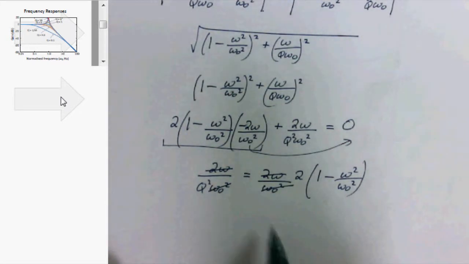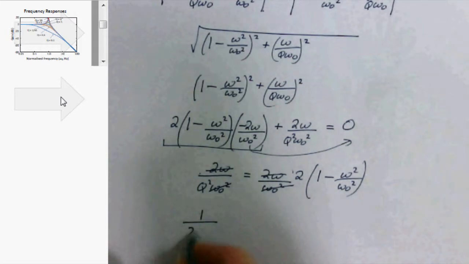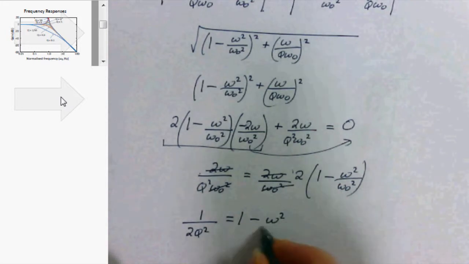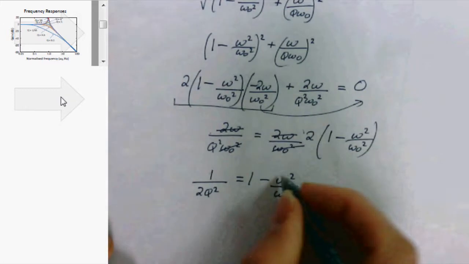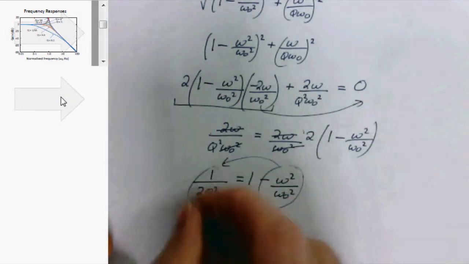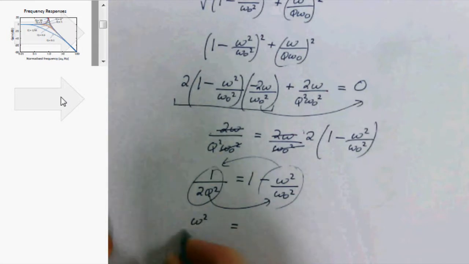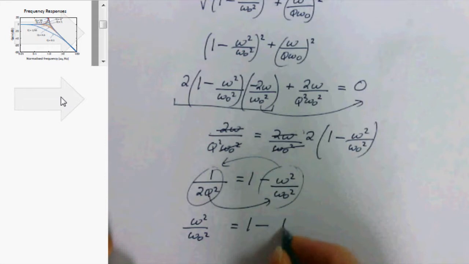We could then take the 2 down here, and that would give us 1 over 2Q squared equals 1 minus omega squared over omega naught squared. Almost there. We'll take this term over here and this term over there, and we'd end up with omega squared over omega naught squared equals 1 minus 1 over 2Q squared.